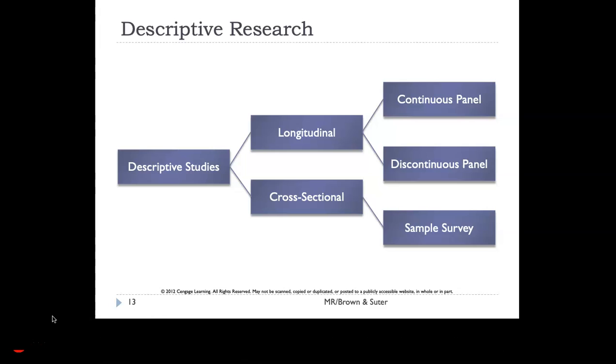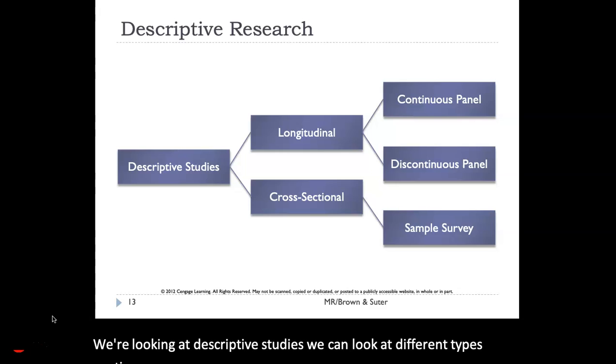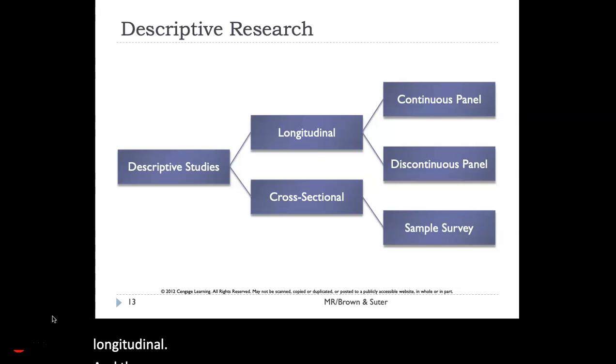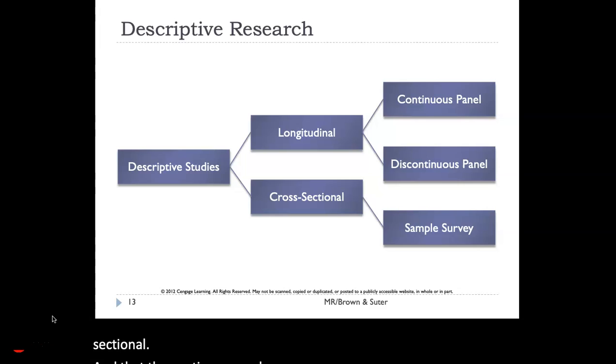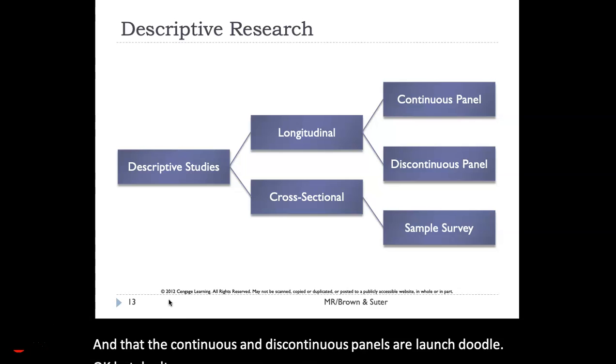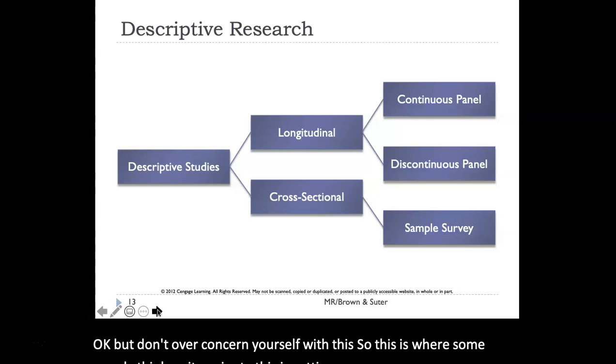When we're looking at descriptive studies, we can look at different types: continuous panel, discontinuous panel, and a sample survey. The continuous panel and discontinuous panel all fall under the longitudinal, and the sample survey falls under the cross-sectional. The only thing I really want you to remember here is that sample surveys are cross-sectional and that the continuous and discontinuous panels are longitudinal. Okay, but don't overconcern yourself with this. This is where some people think, oh, wait a minute, this is getting a little difficult. That's not the case here.